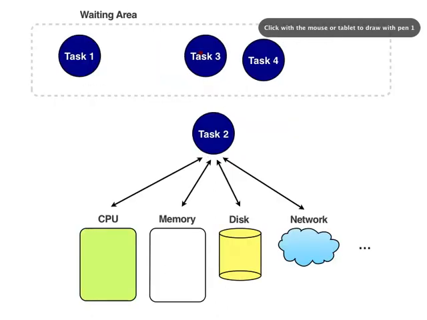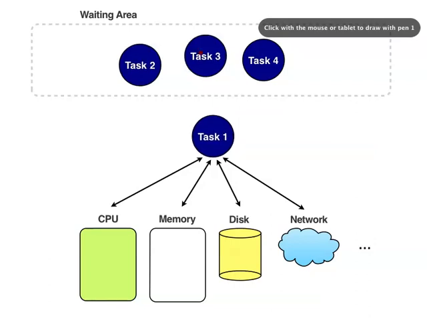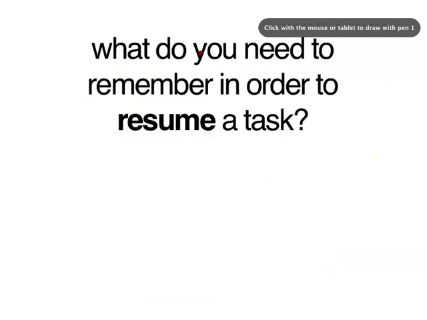Maybe task 1 was executed, and then you switch to task 2 and 3, and then now you switch back to task 1 again. In order to seamlessly and smoothly switch back to task 1, the operating system has to remember something about the previous execution of task 1. What are some things that the operating system has to remember? Any idea? Any ideas?